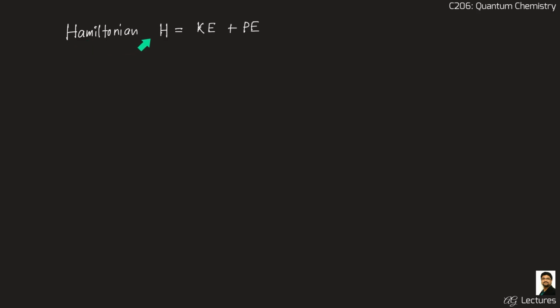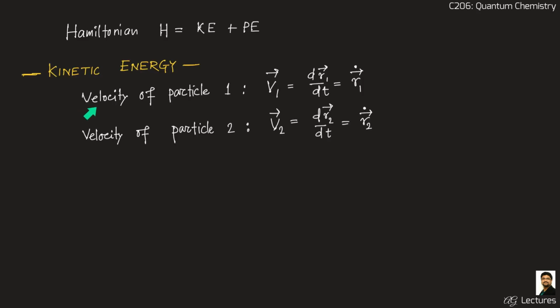So the Hamiltonian H has two parts, the kinetic energy part and the potential energy part. So we will try to write both the parts using the coordinates of the center of mass and the relative coordinates. But let's start with the kinetic energy part first. If we define the velocity of the particle 1 as v1, the vector v1, which can also be written in terms of the position vector of particle 1, dr1/dt, or in short, we can write r1 dot.